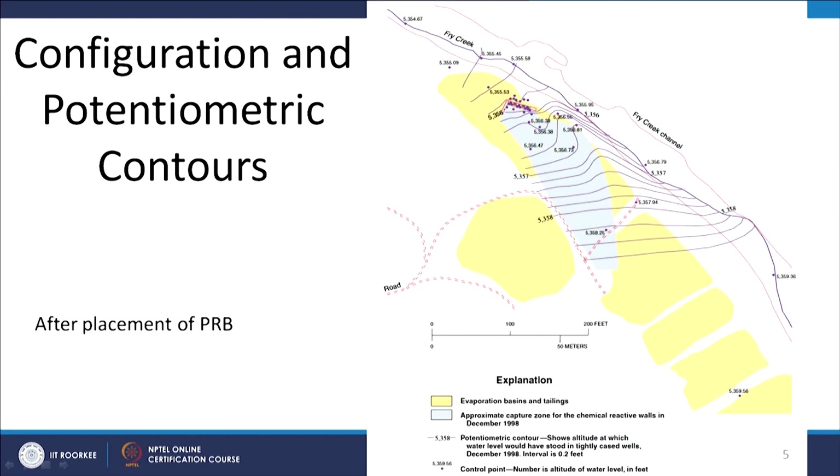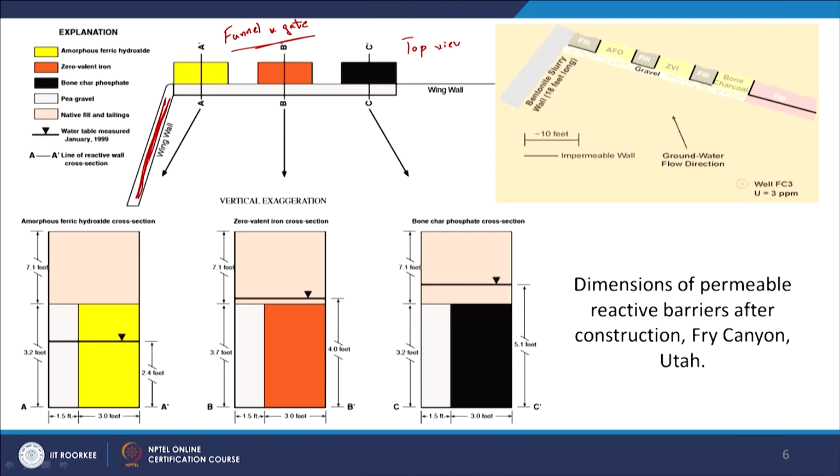So you can see the wing here, yes, and 3 PRB materials were placed here in series, right. So where are they? This is the wing out here, and so here we have AFO, the ferric oxyhydroxide or ferric hydroxide, and here we have zero valent iron, and here we have the bone char phosphate and another wing wall out here, I guess, right.